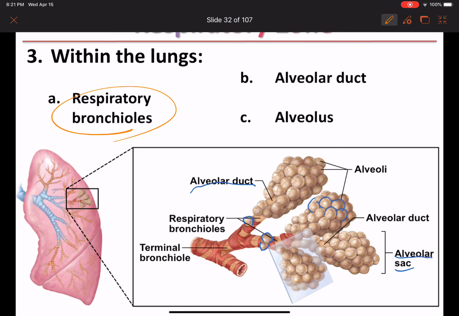And by the way, here in this diagram, you can follow along. Here is our terminal bronchiole, which gives rise to 2 respiratory bronchioles. And you can see that they're respiratory bronchioles because of the alveoli that are lining their walls. And then the respiratory bronchioles give rise to these winding alveolar ducts, which again do have alveoli along them. And then the air is led to these little clusters of alveoli known as the alveolar sacs.